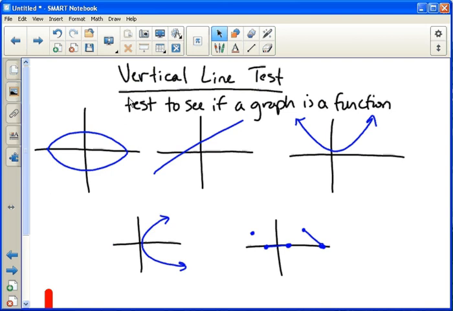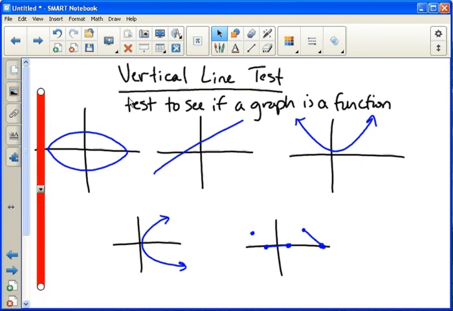So I'm going to use this red line that I'm dragging up right here as my vertical line. It's actually a little longer than I need. The way you use the vertical line test is you just take a vertical line, you can use your pencil, you can just use your imagination, and you drag it across the graph. If at any point that vertical line touches more than one point at a time, the vertical line test fails and you know the thing is not a function.